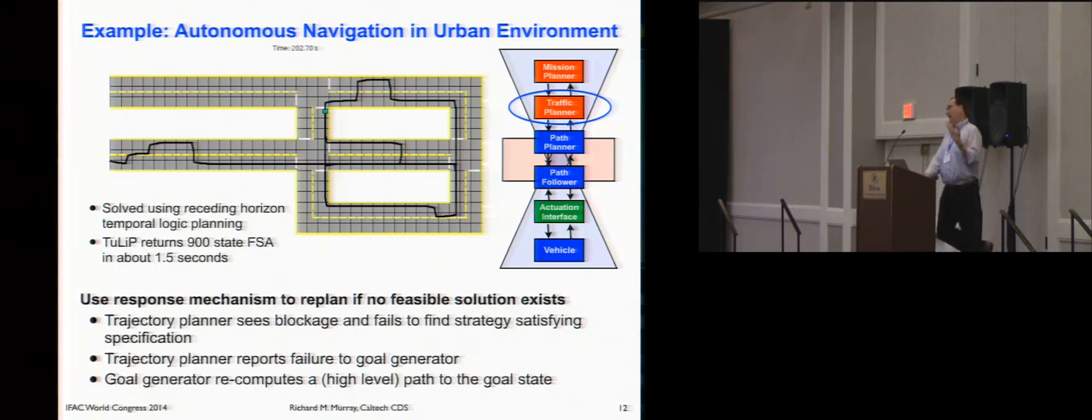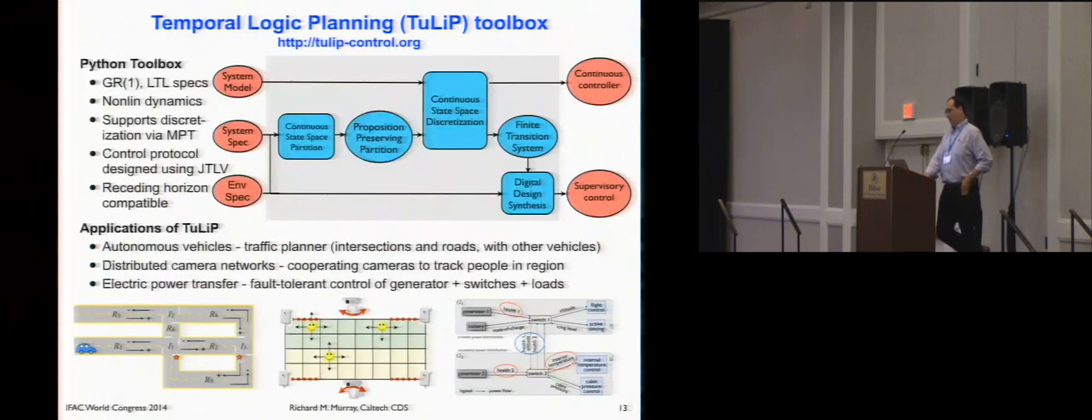We've implemented as a kind of reference model for these sorts of calculations something called Tulip, the temporal planning toolbox. It's on GitHub, and you can go to tulipcontrol.org and get all the links to it. It essentially is an implementation of the types of ideas I've been talking to you about. It takes a system model as a set of piecewise linear differential equations. It takes a system specification as some sort of GR1 formula. More generally, we're working on STL formulas rather than LTL formulas and other things. Not all of that's done.